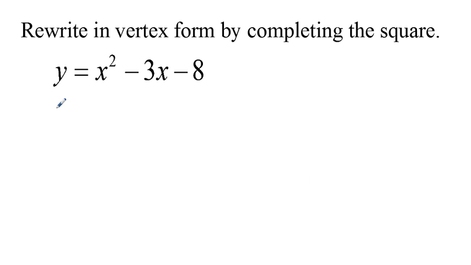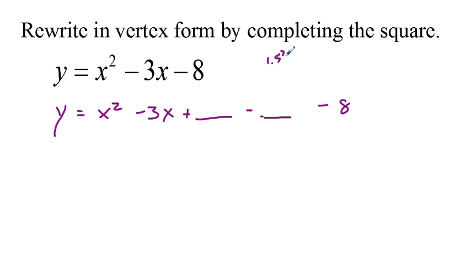So same idea here. Y equals x squared minus 3x minus 8. I add something, I subtract the same thing. I'm going to figure that out in a minute. That minus 8 just comes from there. So half of 3 is 1.5. 1.5 squared equals 2.25. So I'm going to put 2.25 in both places. And now I'm ready to rewrite it.